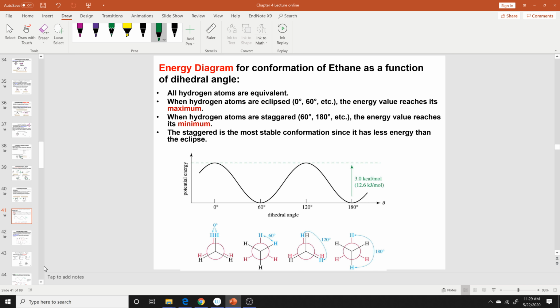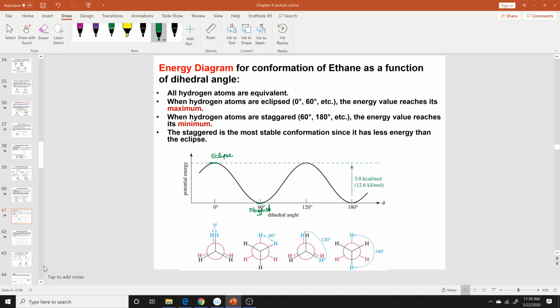So for ethane, we said that we have two types of conformations. We have the staggered and we have the eclipse conformation. So the eclipse conformation over here is going to be the eclipse conformation for ethane. And this is going to be the staggered conformation of ethane. And we can go from eclipse to staggered by simply rotating 60 degrees.